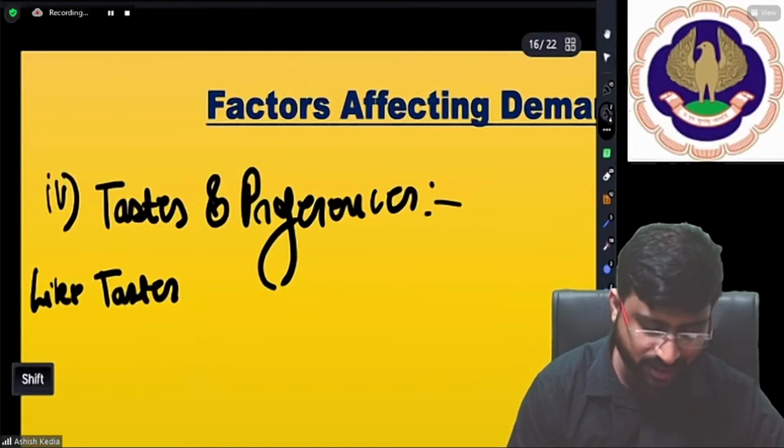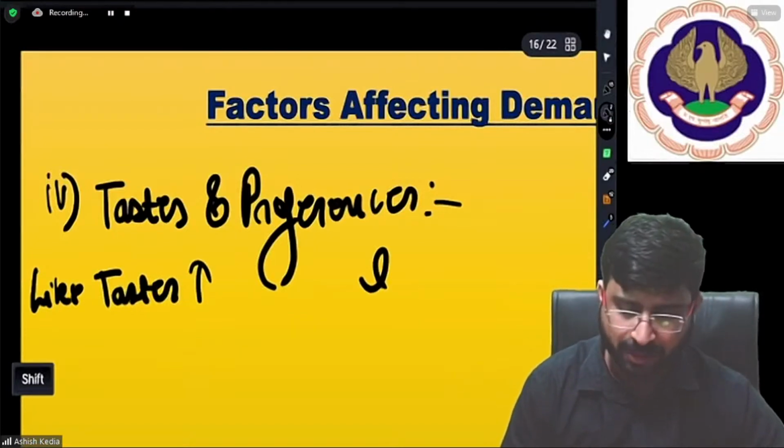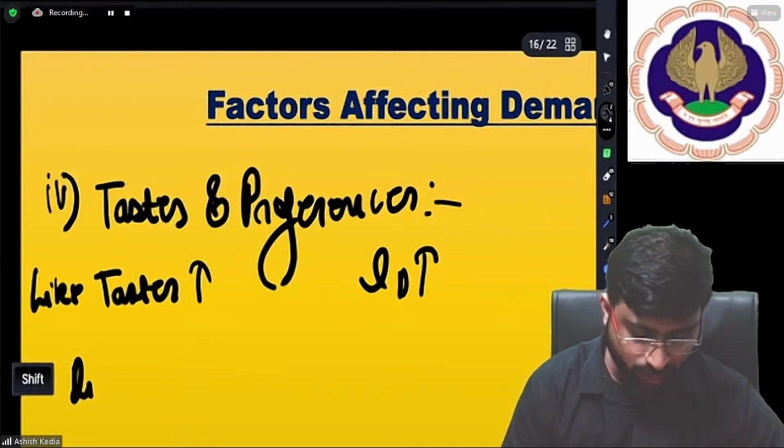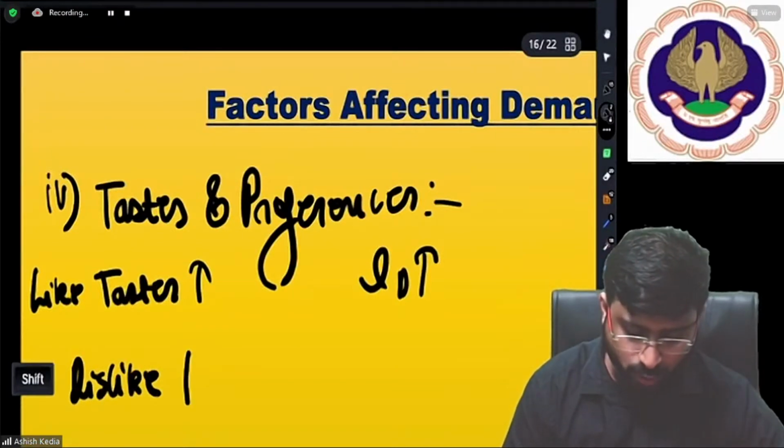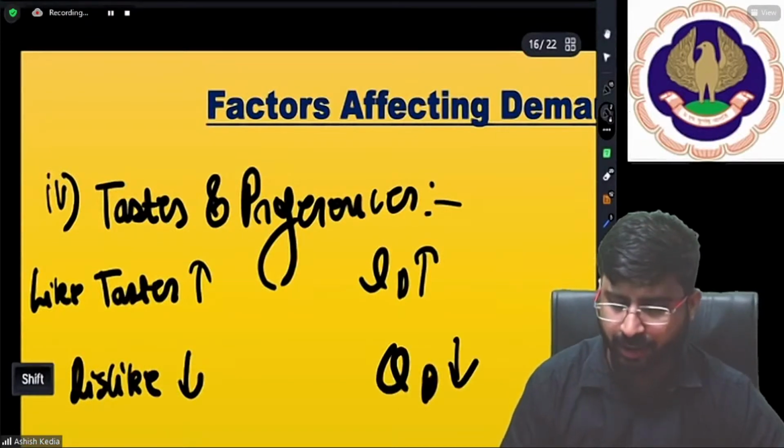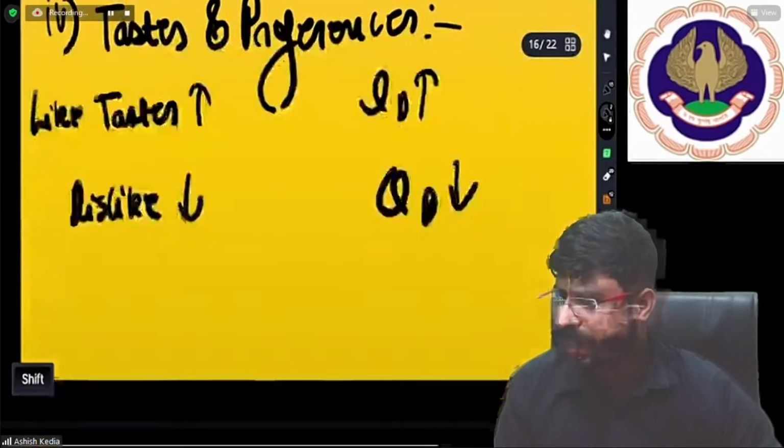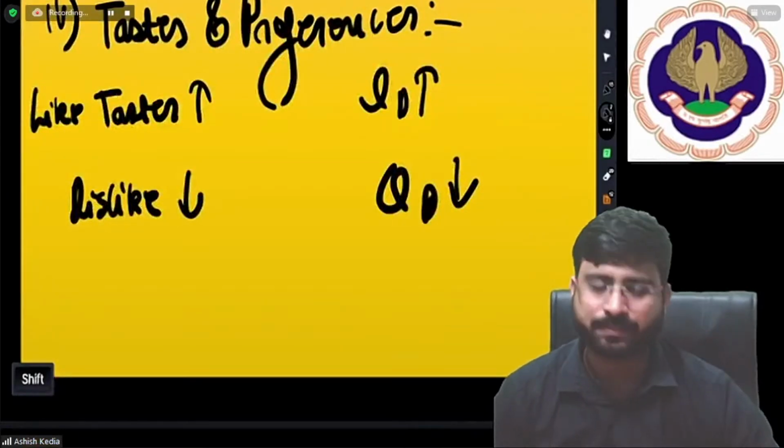If you like the taste, quantity demanded will also go up. And if you dislike the taste, or if you do not like the product, quantity demanded will go down. Finished. I mean, what is there to talk about any further?